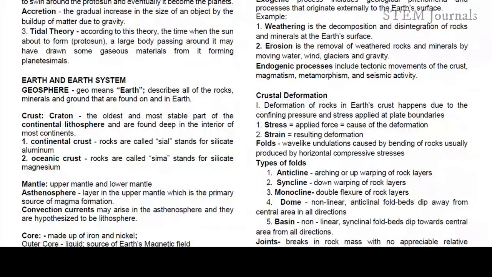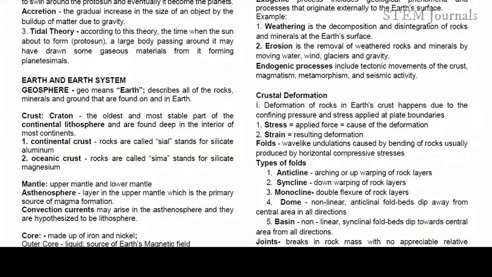Always remember this one, class: geo means the earth, and once we talk about the geosphere, it describes all of the rocks, minerals, and grounds that we can find on and in the earth itself. So that is the geosphere. That includes the crust, the mantle, the core, and all of the minerals, and the different types of rocks that we can see on our planet.